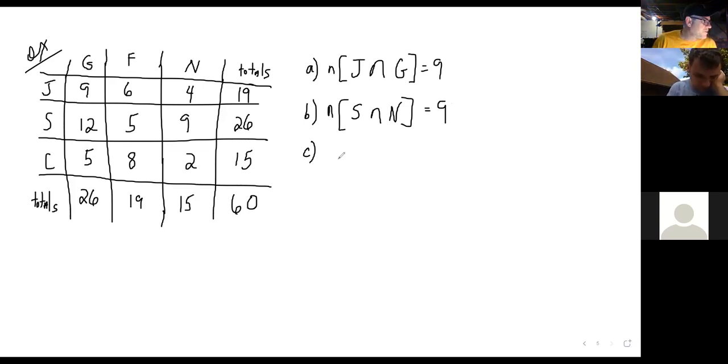All right, so let's up the ante a little bit. Let's find the cardinality of N unioned with S intersect F. All right, so first I'm just going to express it in words. We want to know the number of people who play the position of center or are in senior high and play the position of forward.